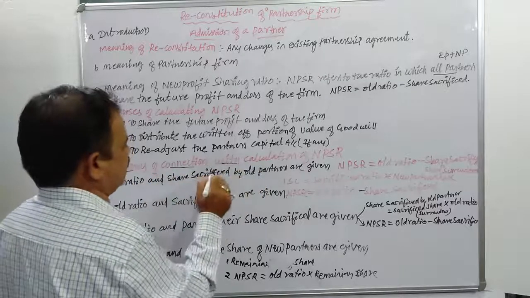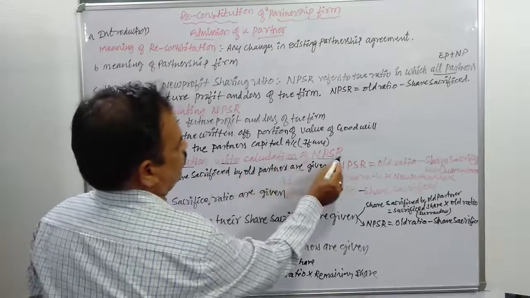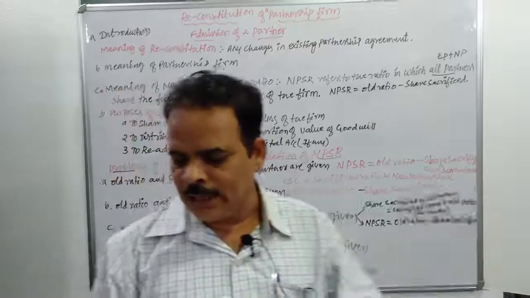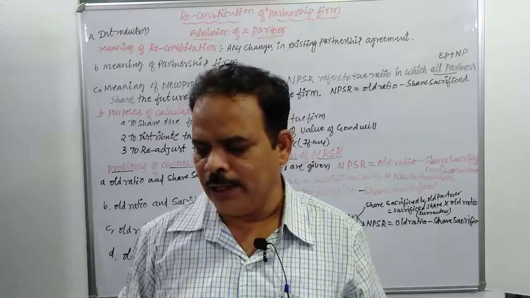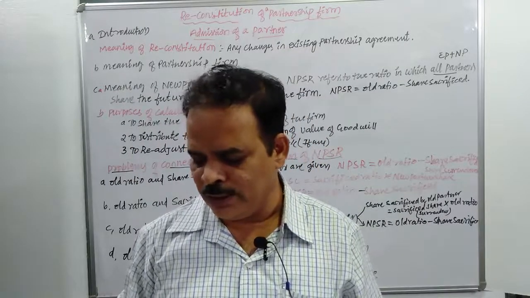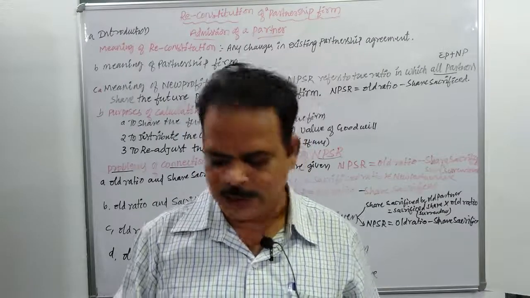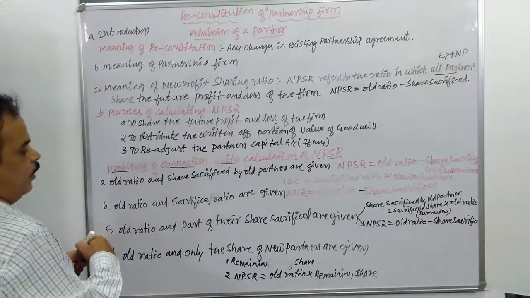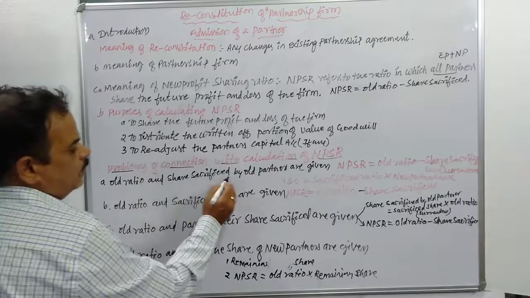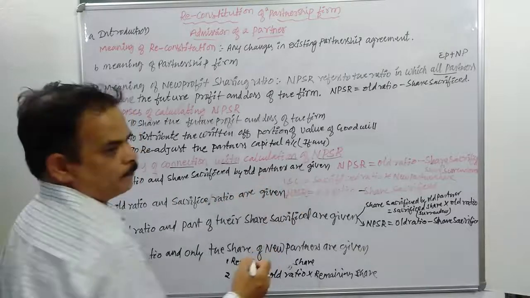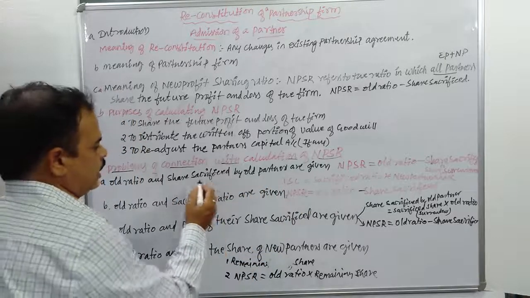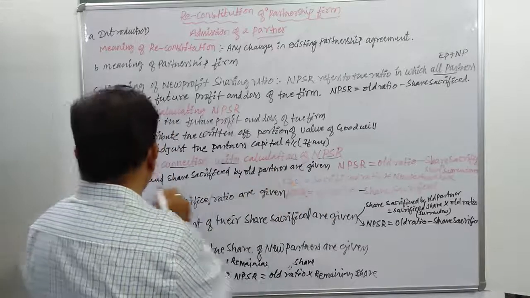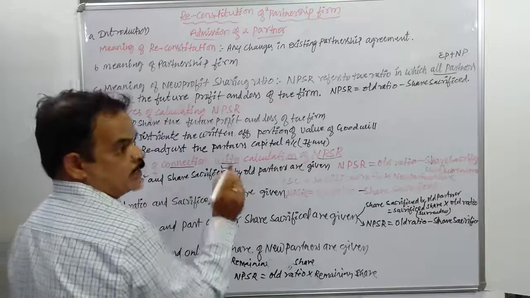The problems connected with the calculation of the new profit sharing ratio. There are four circumstances or four methods to calculate the new profit sharing ratio. The first one we would like to discuss here: when the old ratio and the share sacrificed by the old partners are given. What is given? The old ratio is given and the share sacrificed is given.